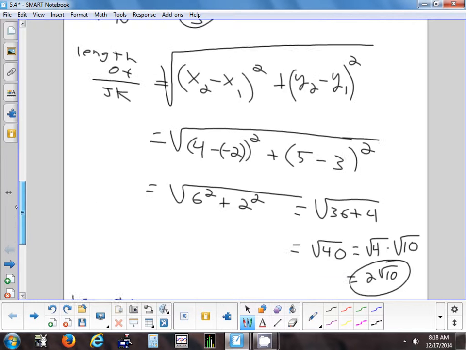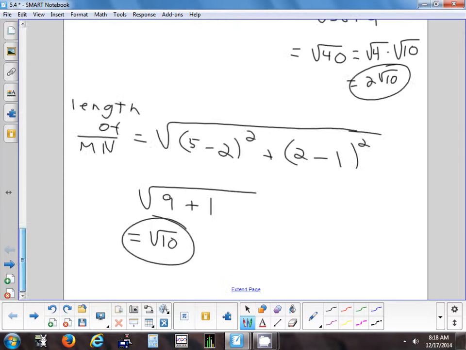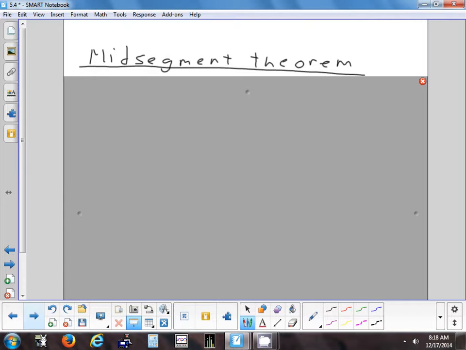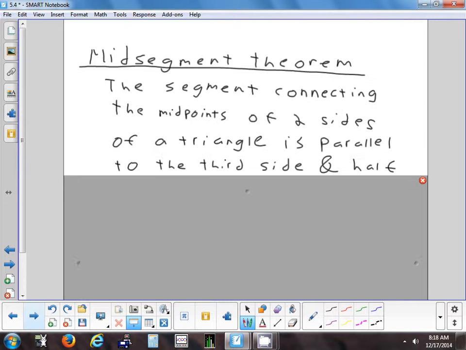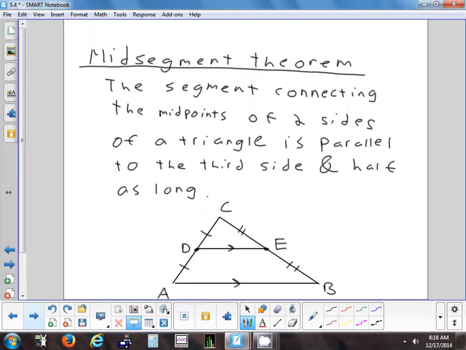Okay, any other questions on that? Good thoughts? Good. Okay, so here's the formal definition of the mid-segment theorem. It says the segment that connects the midpoints of 2 sides of a triangle is parallel to the third side and half as long.